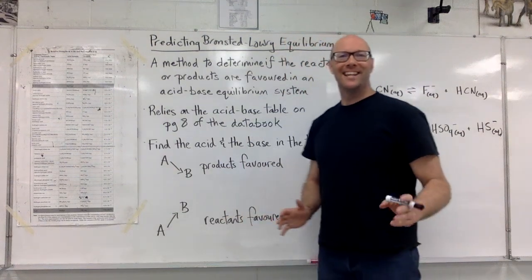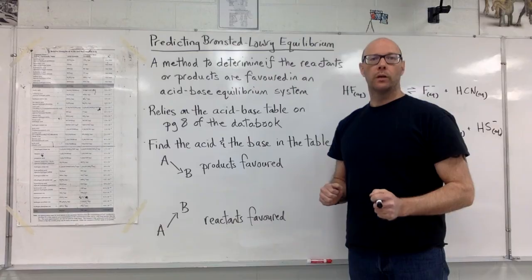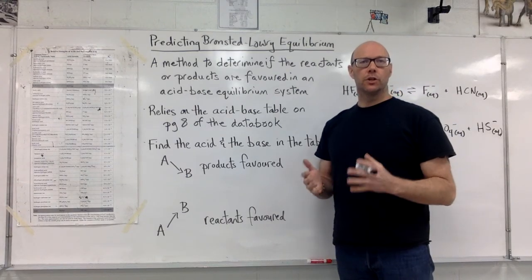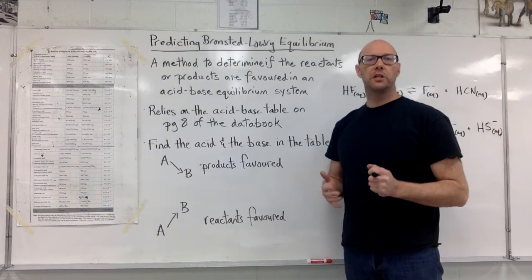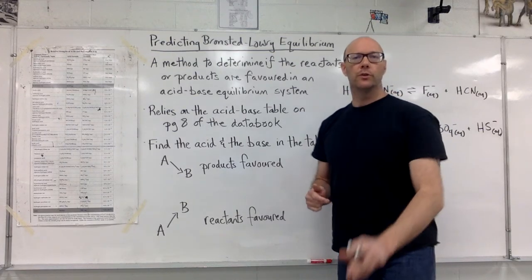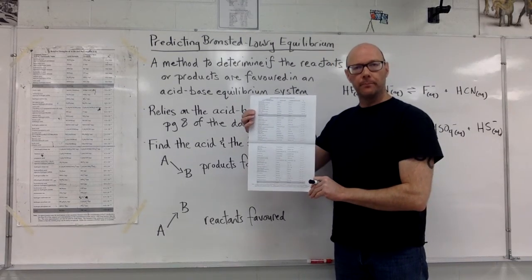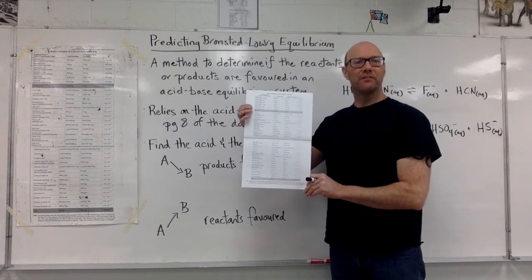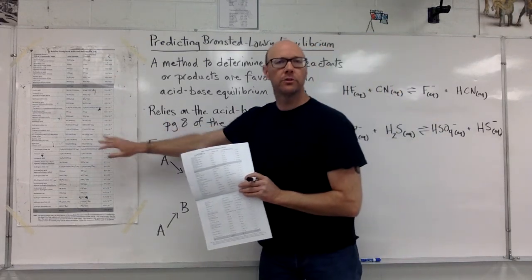Hi everyone. Today, predicting Bronsted-Lowry equilibrium. We're going to be exploring a method to determine if the reactants or the products are favored in an acid-base equilibrium system. To do that, we're going to rely heavily on the acid-base table on pages 8 and 9 of the data booklet. I have an enlarged version of this table here taped to the board.